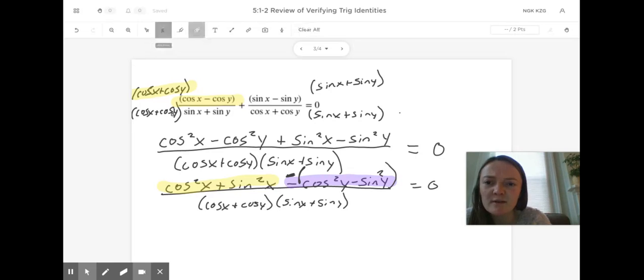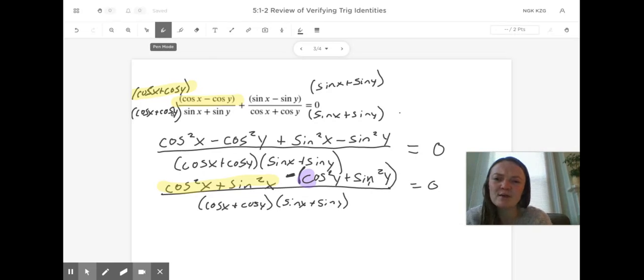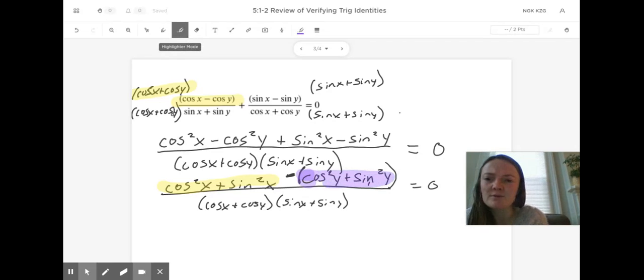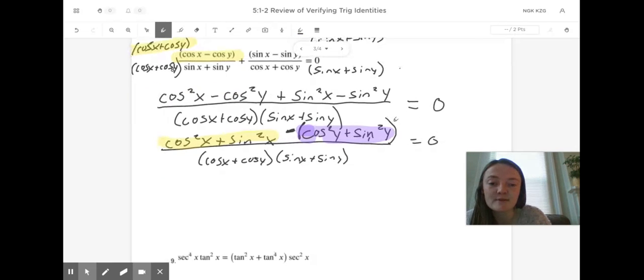In fact, let me erase for a minute. This is going to be the same thing as negative on the outside, and it's going to be cosine squared y plus sine squared y, which we should also see equals 1. So when I highlight that, it also equals 1. So let's go ahead and simplify. This will be our final step here. We're really close to the answer.